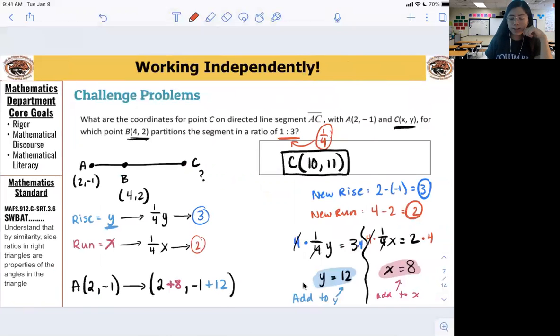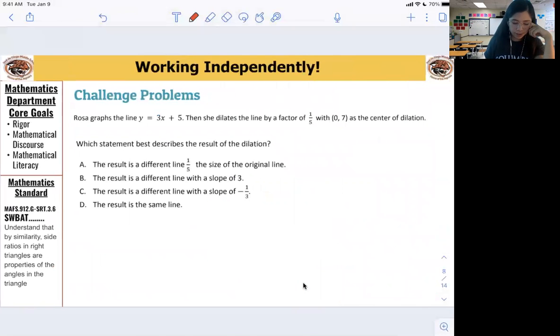Okay, we only have 10 minutes left. Oops, we're only about halfway through. But since a lot of you feel good about trigonometry, I'm glad we're going over these questions. Okay, here's one. Rosa graphs the line y equals 3x plus 5. She dilates the line by a factor of 1/5 with (0, 7) as the center of dilation. Which statement best describes the results?